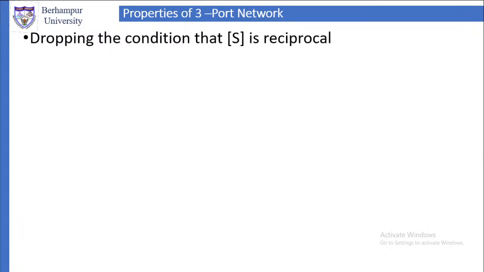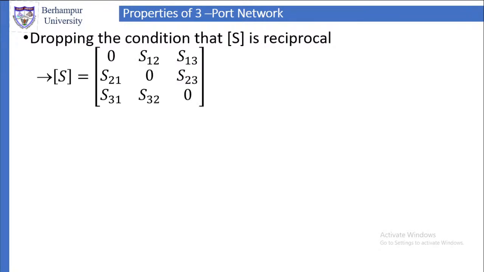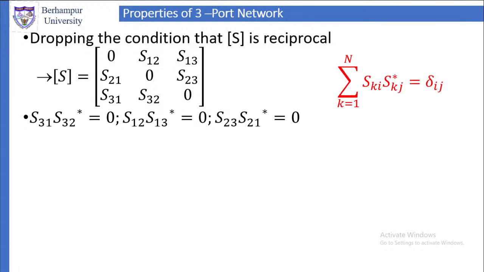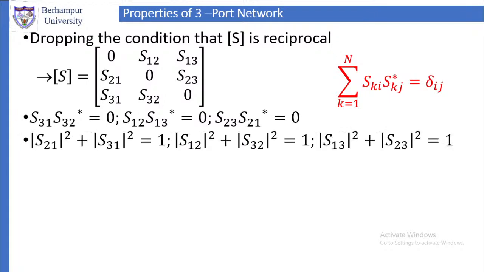Now, dropping this condition that S is reciprocal, let us drop that condition. Then the S matrix becomes 0, S12, S13, S21, 0, S23, S31, S32, 0. Now use again this property: summation k equal to 1 to n, Ski Skj star is equal to delta ij. So if I use that property, then S31 S32 star is equal to 0, S12 S13 star is equal to 0, and S23 S21 star is equal to 0.